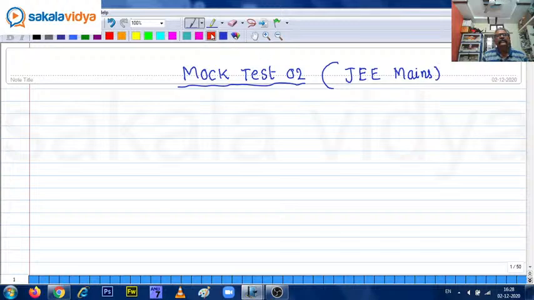Okay, today we discuss mock test 2. The best books for EAMCET are the Telugu Academy textbooks, or you can even follow Harian textbooks.